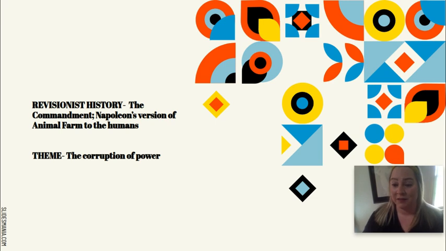And lastly, our theme: the corruption of power. How Napoleon has complete and total control of the farm, how he has the power and he does whatever he wants with it, and he subjects everyone to his wrath and his reign. And that's very dangerous to give that much power to any one individual in any society.